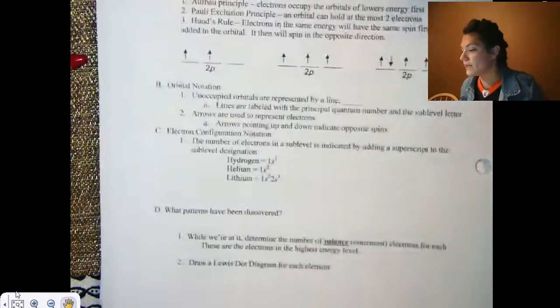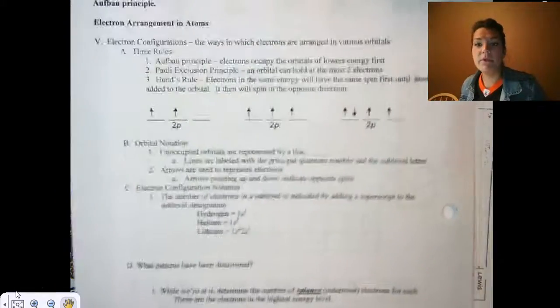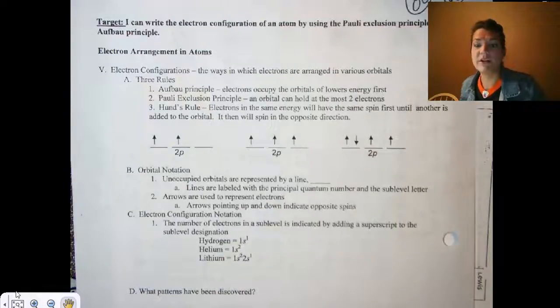So let me flip back to this back side. There's a couple of things that we need to know, though, before we start filling electron orbitals up, and these are the 3 rules.